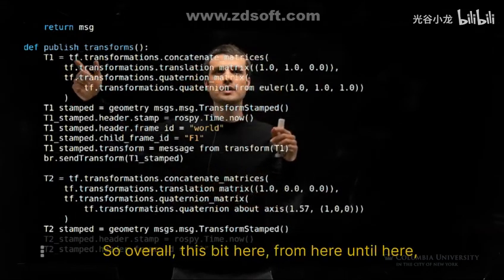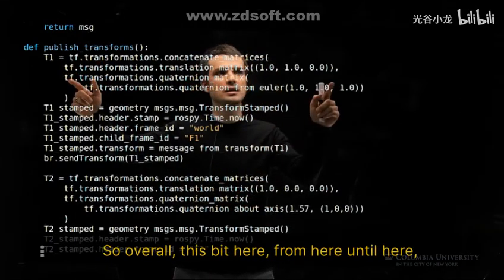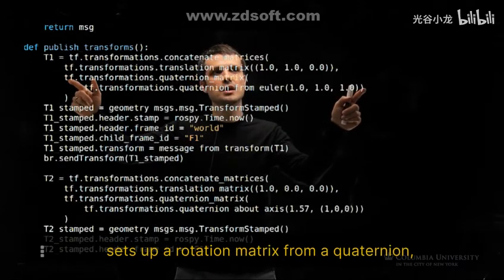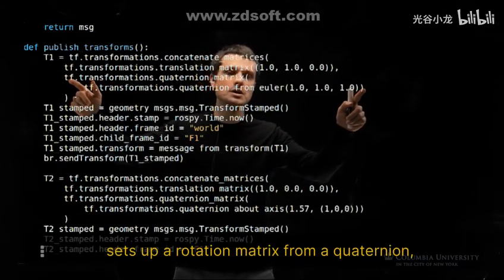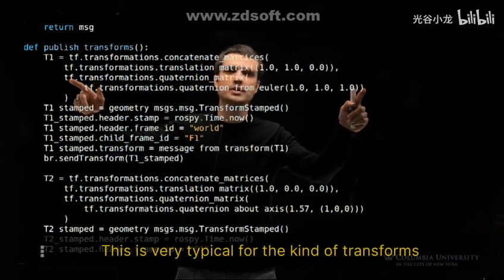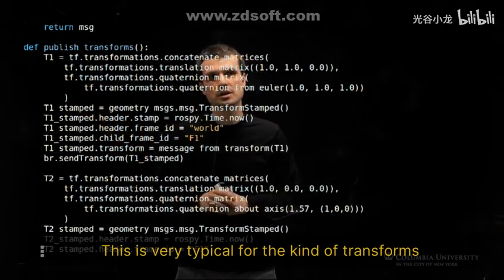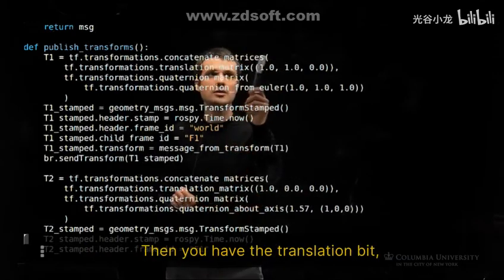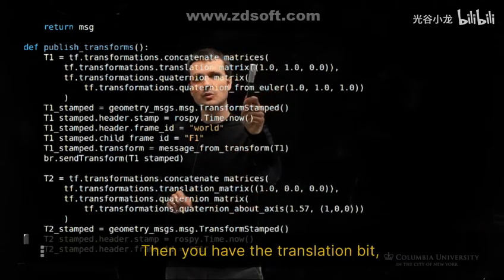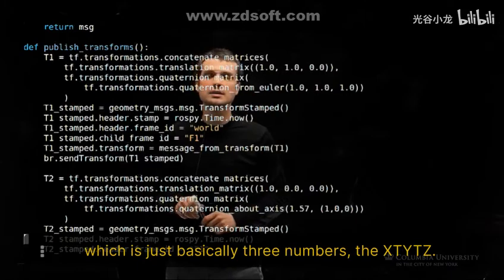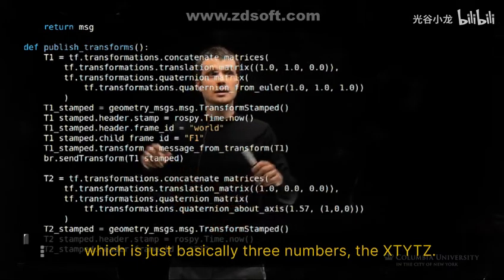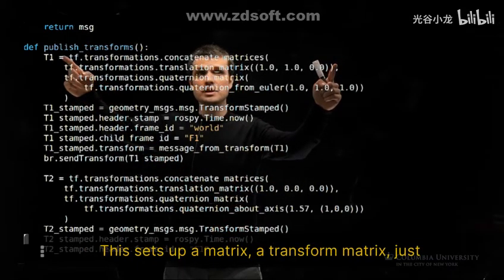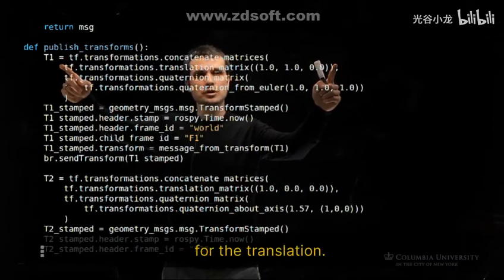So overall, this bit here, from here until here, sets up a rotation matrix from a quaternion from a set of Euler angles. This is very typical for the kind of transforms that you'll find yourselves doing whenever dealing with software libraries. Then you have the translation bit, which is just very simply 3 numbers, tx, ty, tz. This sets up a transform matrix just for the translation.